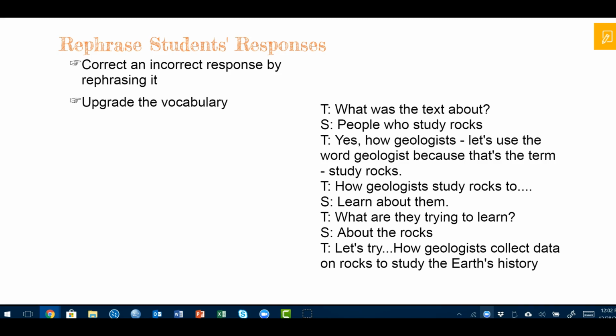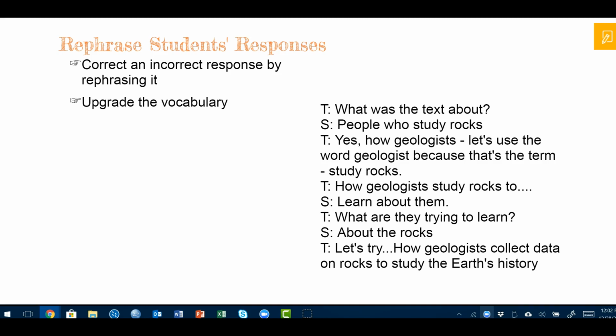So in this example, the teacher says, what was the text about? And the student says, oh, people who study rocks. That's not an incorrect response in this example. But what we want to do, what you see in line 3, is the teacher wants them to talk about geologists, not just these people who study rocks. So the teacher says, yes, how geologists, let's use the word geologist because that's the term, study rocks.